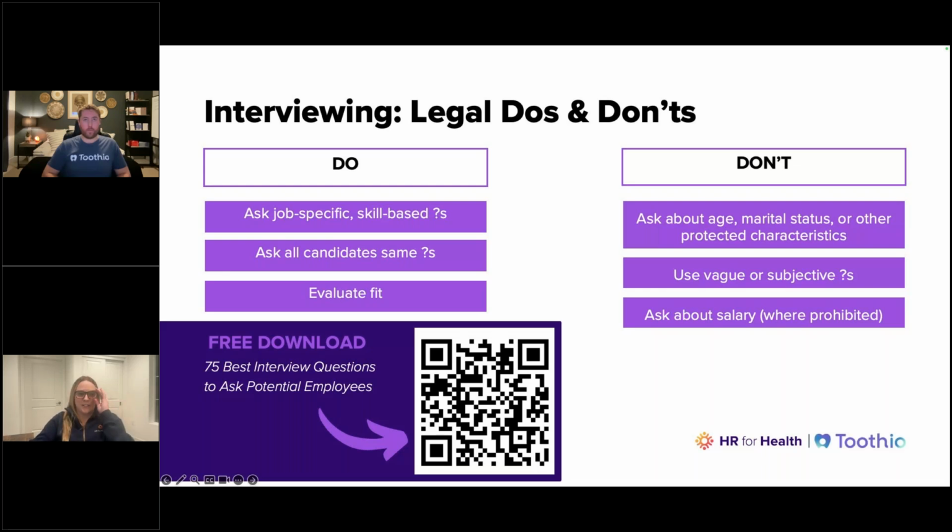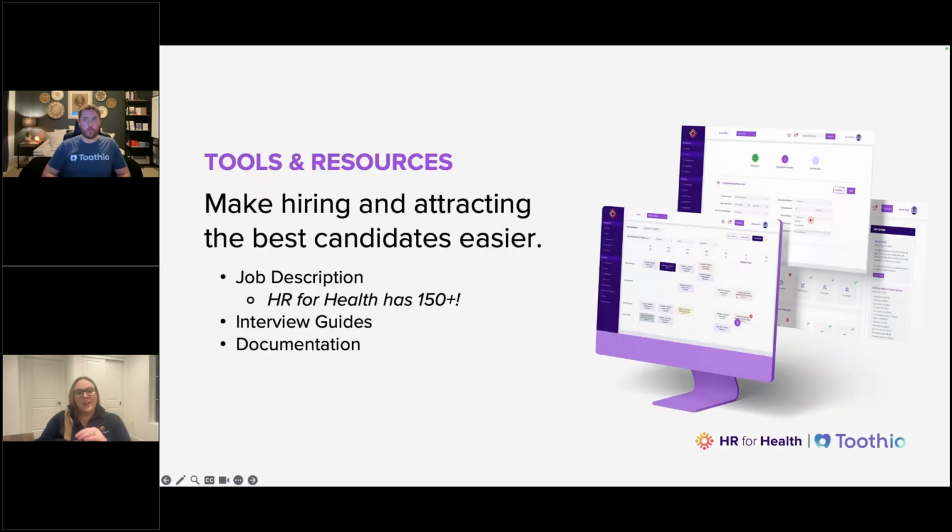And again, this resource has a lot of other questions that can help you. Another piece is, again, these job descriptions. I cannot overstate it. I think it's absolutely an overlooked thing, especially when we're really eager to get somebody into the office. But you want to make sure you have these job descriptions. If you're a client of HR for Health, you already get all of our job descriptions in our system that you can tweak if you would like to the specific position.